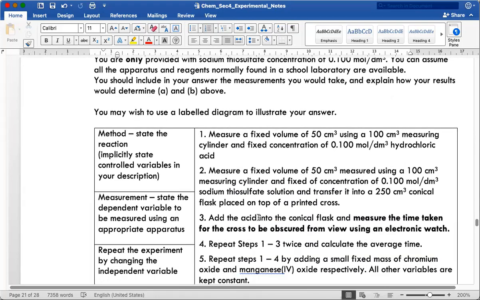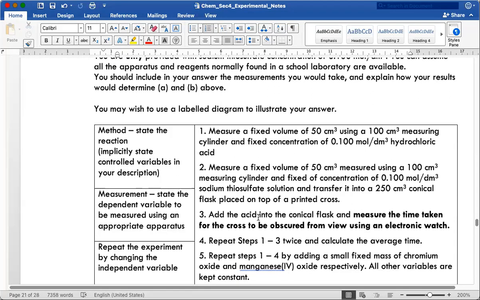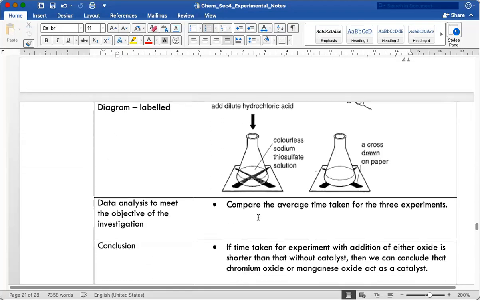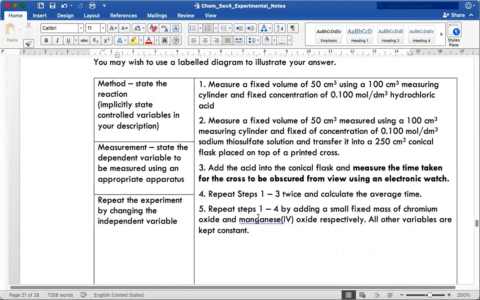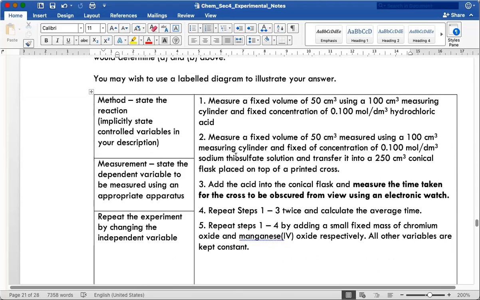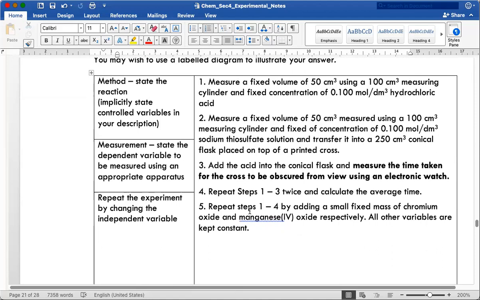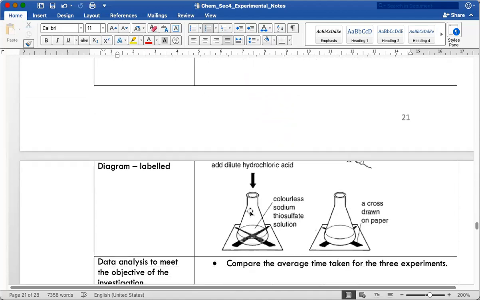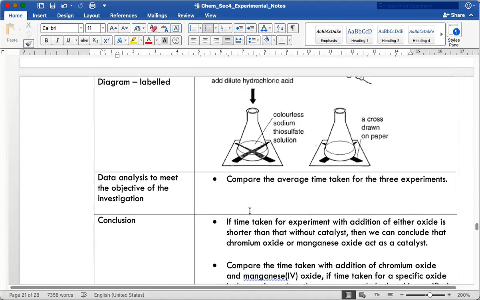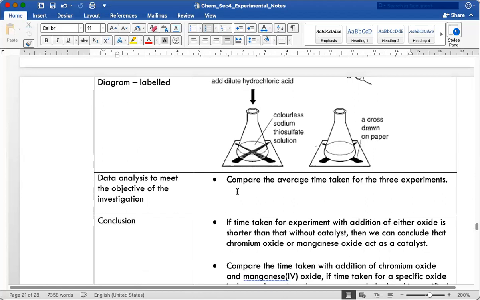How do you phrase it? I give them the template: method, measurement, repeat, diagram, data analysis, conclusion. So see, measure, measure, add, measure. The steps are very standard, and repeat if necessary, if it's a type A question. Diagram if it's helpful. The data analysis part varies; if it's more concept related, like percentage yield, purity, or composition, then it's a bit long. But if it's something like this, it's quite straightforward.